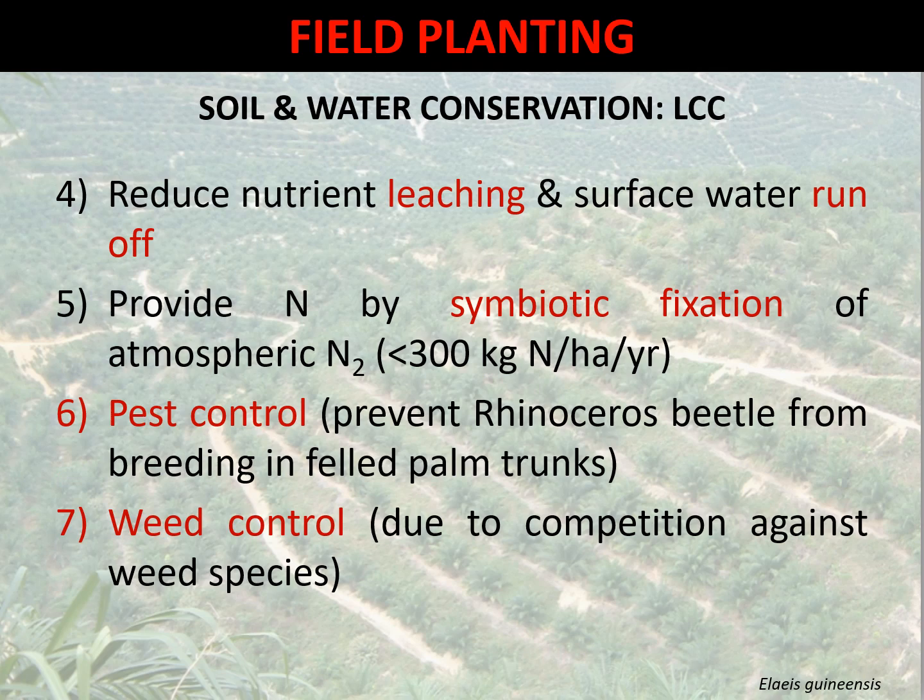It also provides the nitrogen through symbiotic fixation of the atmospheric nitrogen, approximately less than 300 kg nitrogen per hectare per year. It also prevents rhinoceros beetle from breeding in felled palm trunks, and it is also able to control the weeds due to the competition against the weed species.